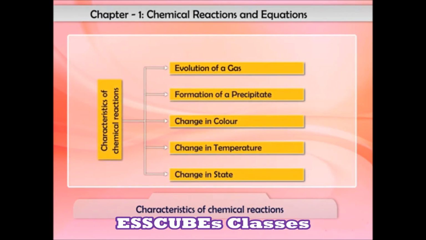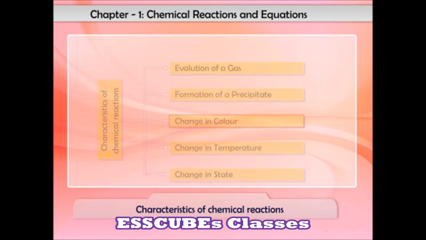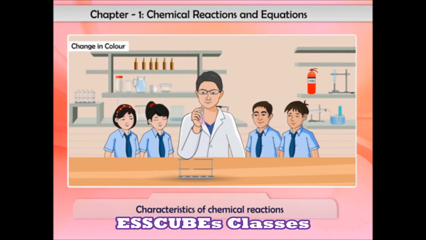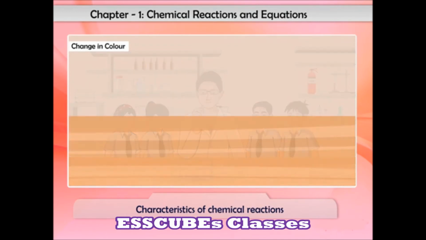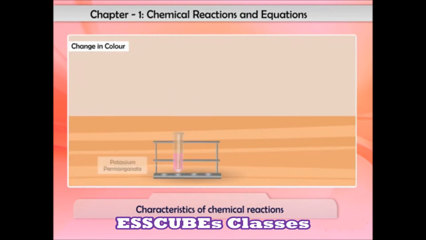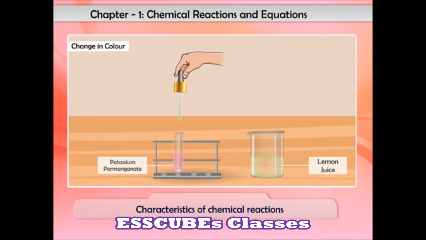Now we will discuss the third characteristic, that is change in color. Let us understand this with few examples. 1. When citric acid reacts with potassium permanganate solution, the purple color of potassium permanganate solution becomes colorless.